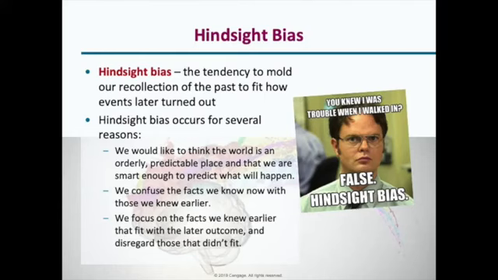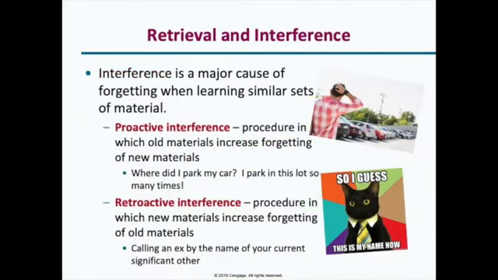Slide 59. When someone learns several similar sets of material, the earlier ones interfere with retrieval of later ones by proactive interference. The later ones interfere with earlier ones by retroactive interference. Interference is a major cause of forgetting. So an example of proactive interference would be where you parked your car, right? If you've ever parked your car at a mall that you've been to many, many times, the amount of times that you have parked in that mall in the past could interfere with your memory of where you parked your car this particular time.